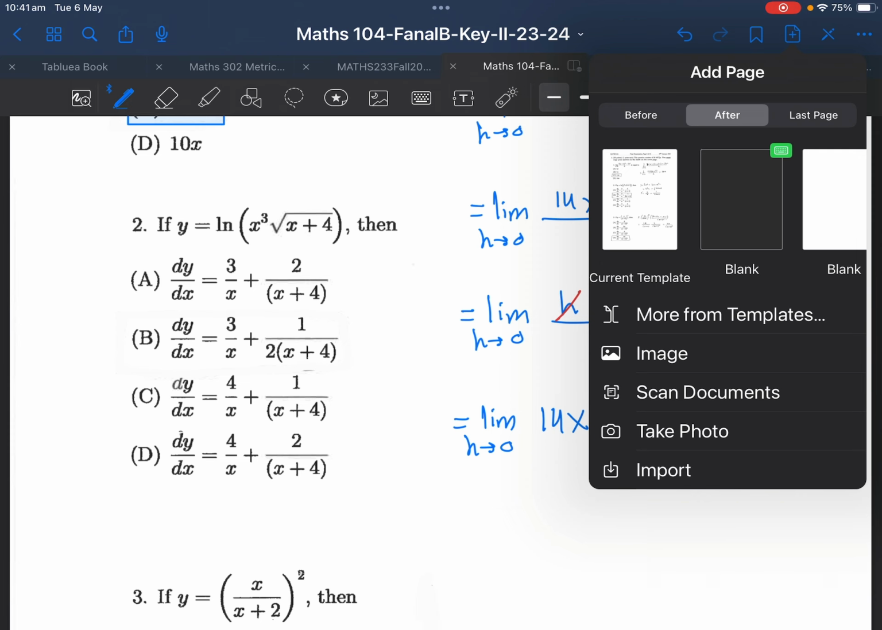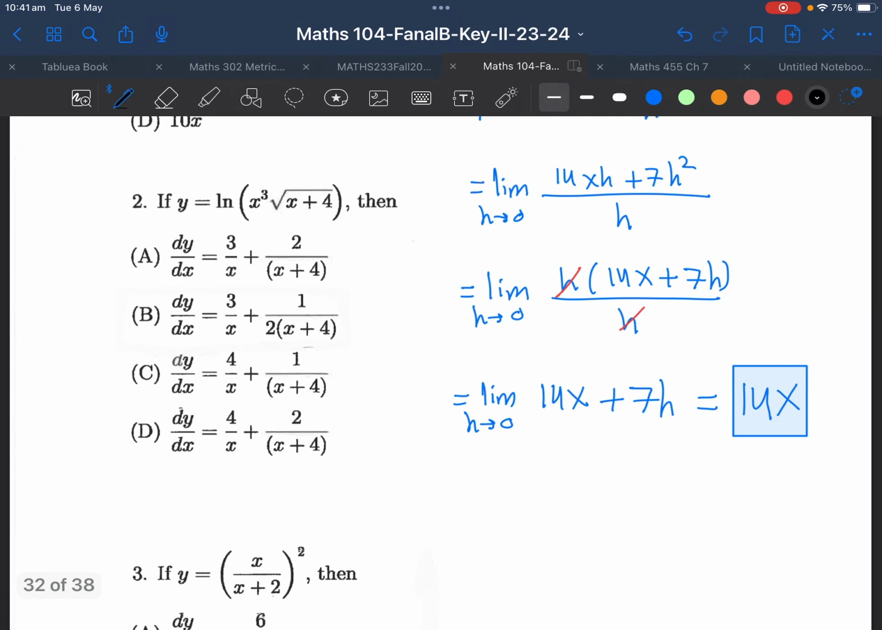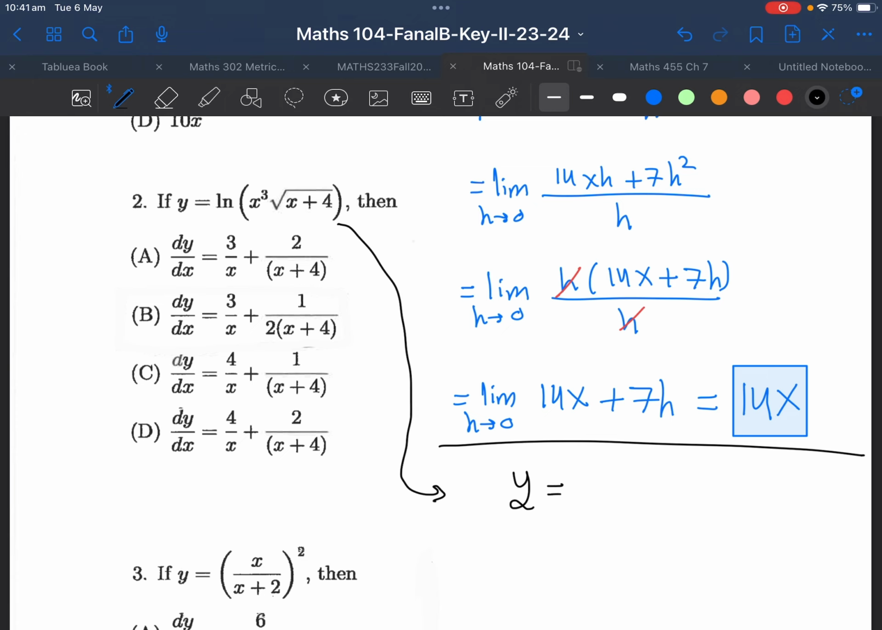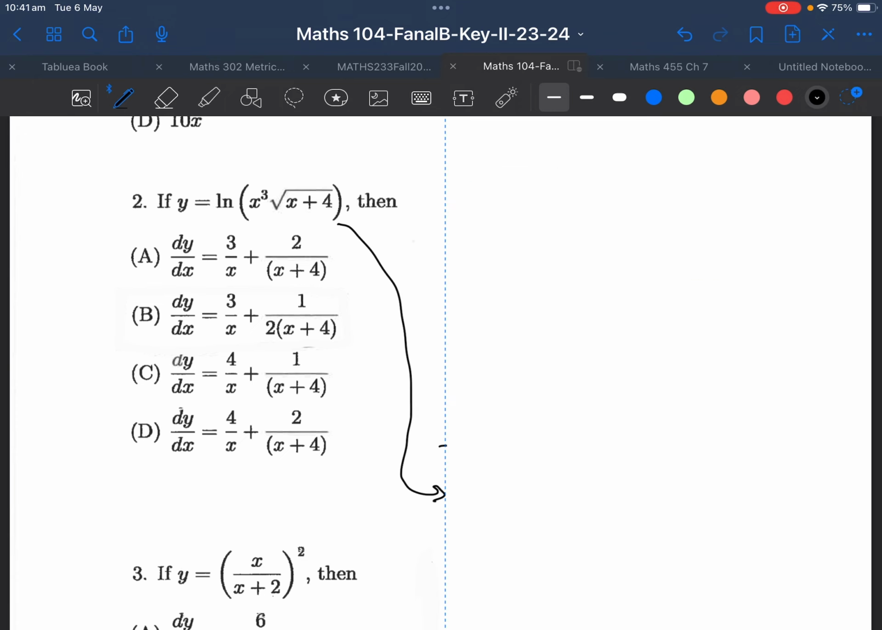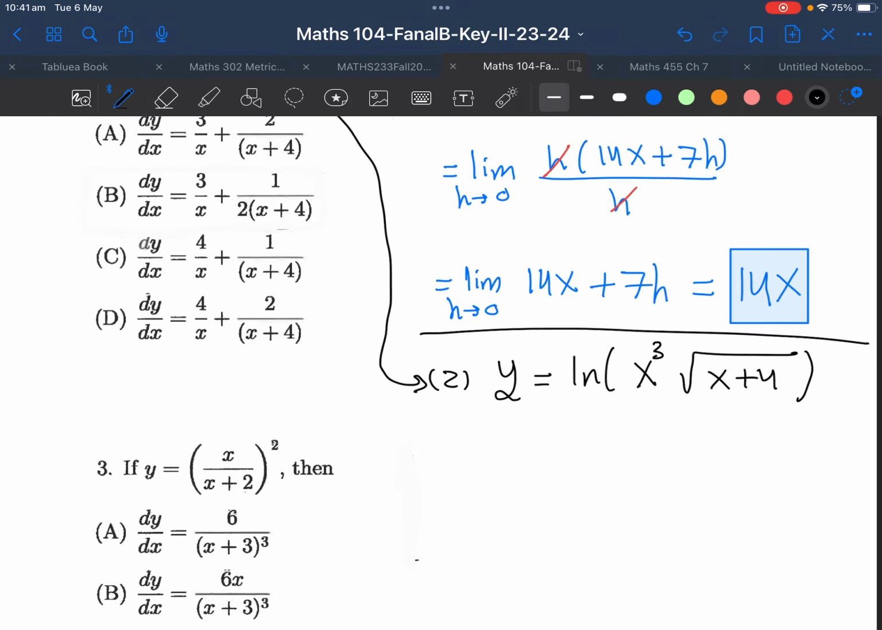Question number 2, I'll solve it down here. So let me just change the color. Let me solve it here. So question number 2 would be here. First of all, this is question number 2. We have y equals ln of x cubed square root of x plus 4.